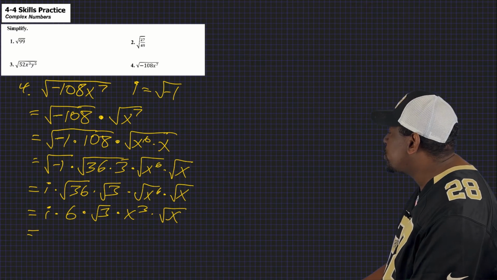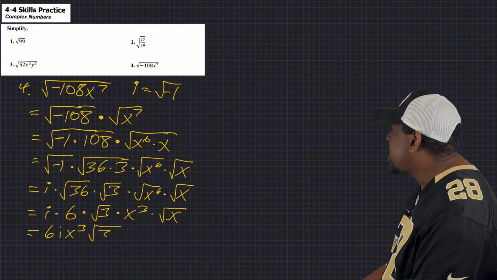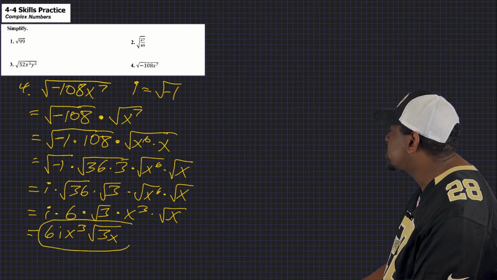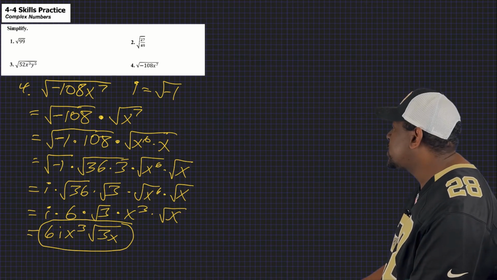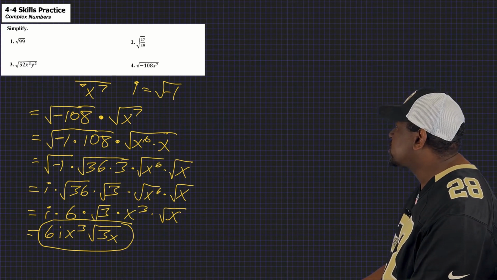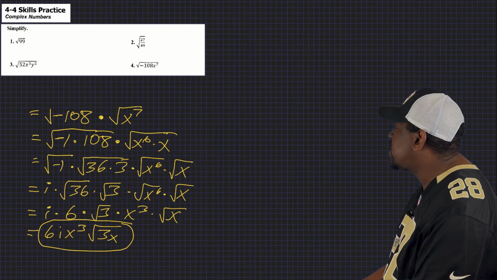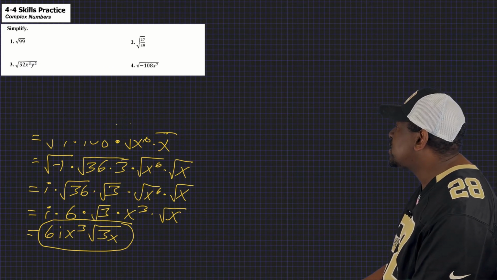At this point, we multiply the terms outside of the radical, which are i, 6, and x to the 3rd, which will give us a product of 6i times x to the 3rd. And then we simplify the two terms under the radical, which will be 3 times x, and that will give us a final answer of 6i x to the 3rd times the square root of 3x. And so that is our simplified expression.